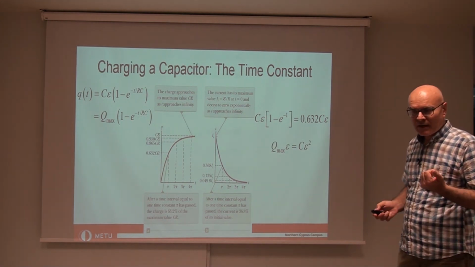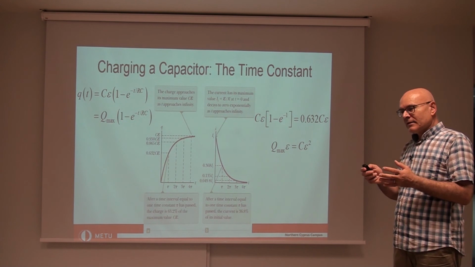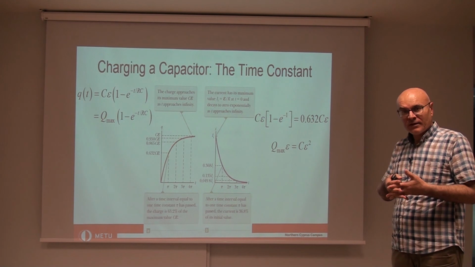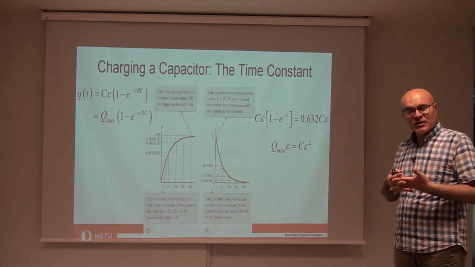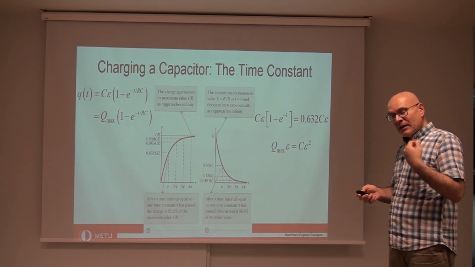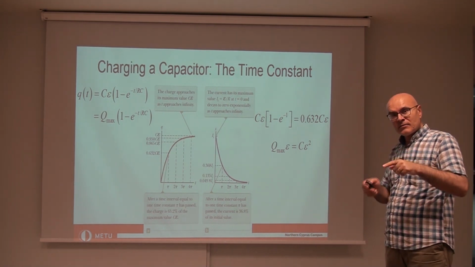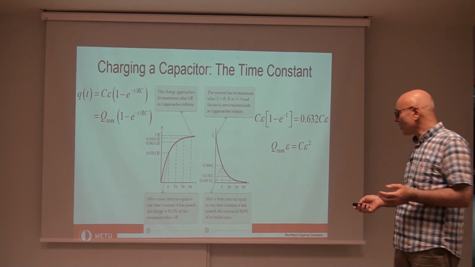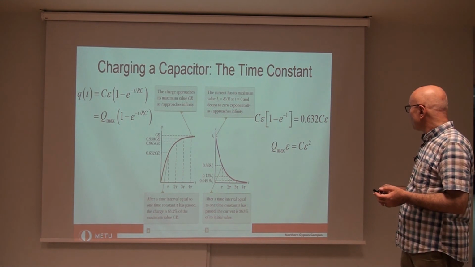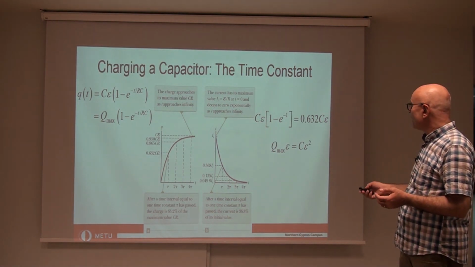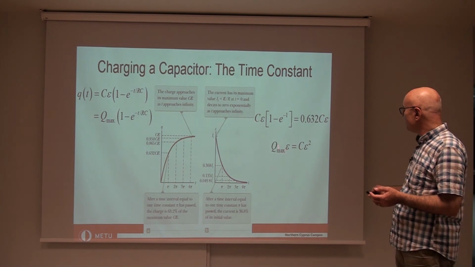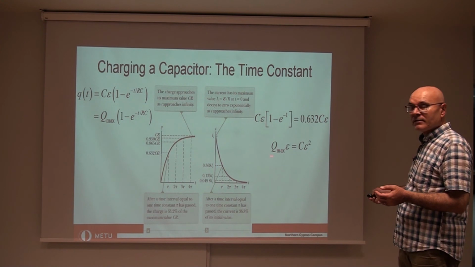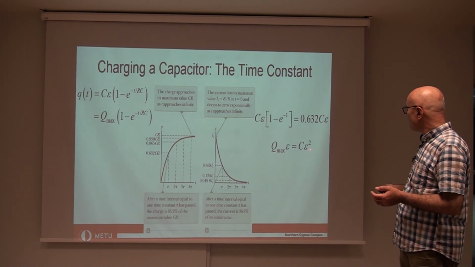Now, when a capacitor accumulates charge, it's also storing energy. And we know what the energy stored in a capacitor is. To find an expression for the energy stored in a capacitor after it's fully charged, we first recall that Q maximum equals CE. If you multiply both sides by E, then you get Q maximum E equals CE squared.